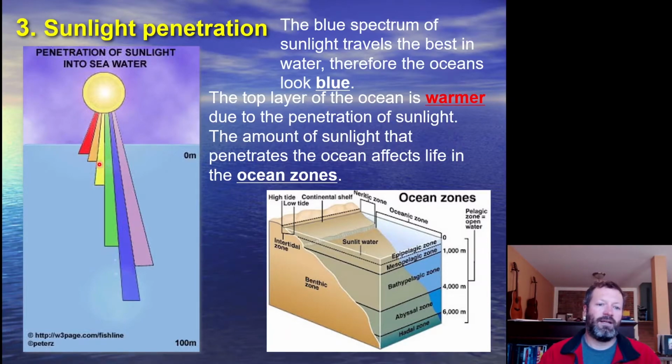On the flip side, a lot of your deep water organisms appear red. They have red coloring because that red light doesn't penetrate far into the water, and it essentially makes them invisible because there's no red light to bounce off of them. That red pigment in their body makes them appear black. But the top layer of the ocean is much warmer due to the penetration of sunlight, and that penetration is what makes the ocean zones.